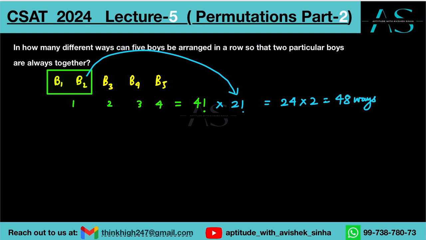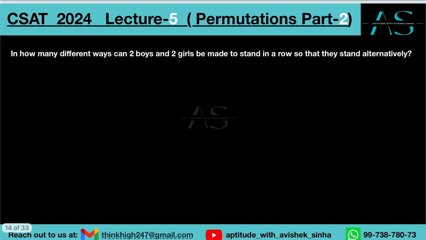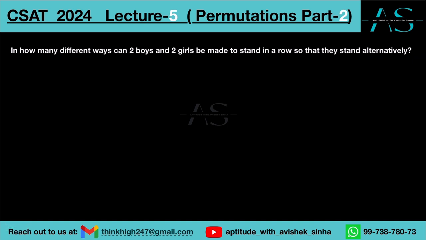I hope this is clear. Alright, let's move forward. Let's understand a few boy and girl questions. How many different ways can two boys and two girls be made to stand in a row so that they stand alternately? Very important part.